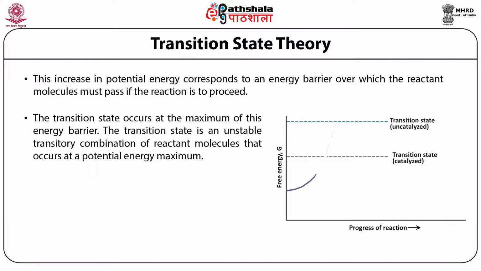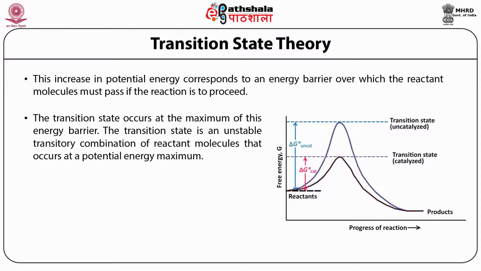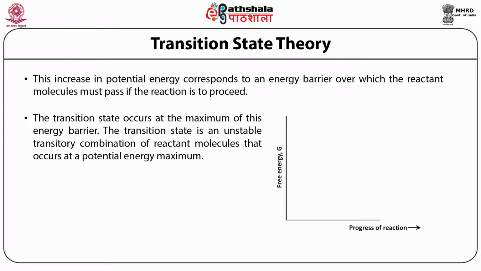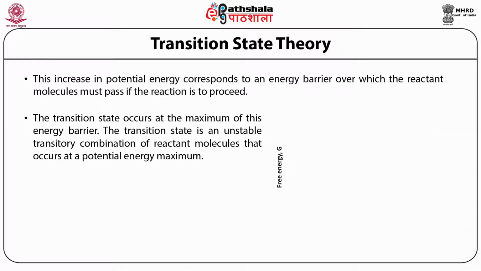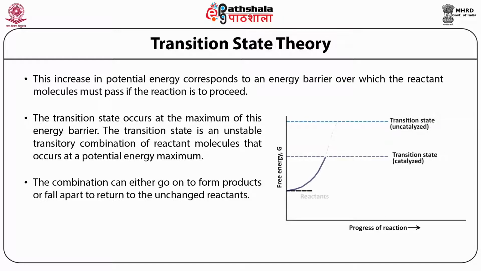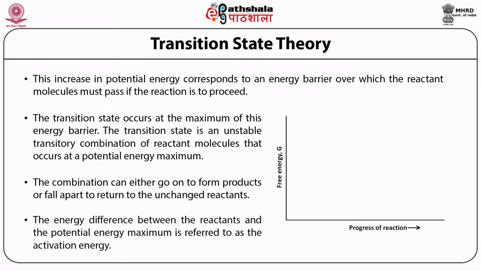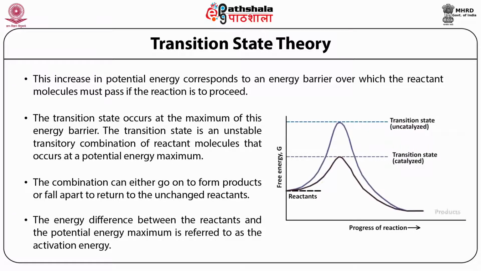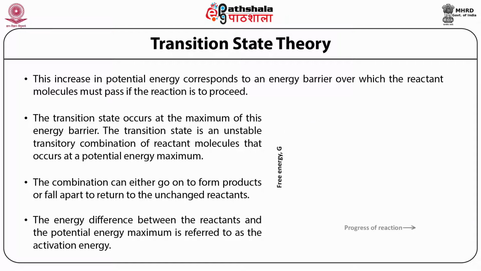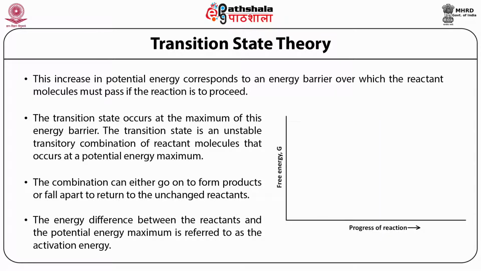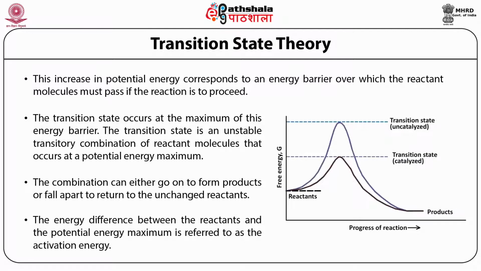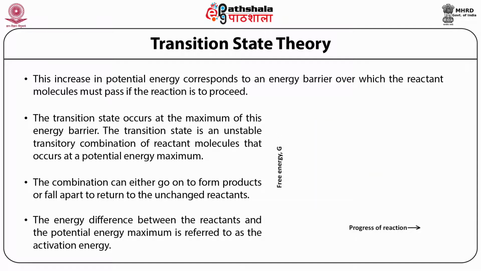The transition state occurs at the maximum of the energy barrier, and the transition state is an unstable combination of reactant molecules that occurs at the potential energy maximum. The combination can either go on to form the product or fall apart to return the unchanged reactant. The energy difference between the reactant and the potential energy maximum state, that is the transition state, is referred to as activation energy. As you can see in the graph, a reactant molecule is converted into a transition state and the transition state goes on to the product. And you can see there is an energy difference between reactant and transition state. So a reactant molecule must cross that transition state to be converted into the product.